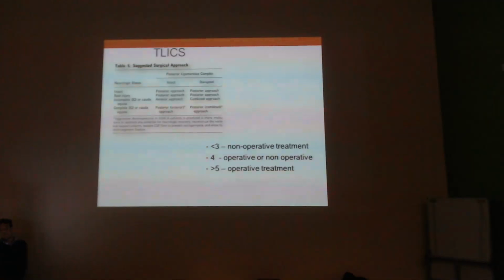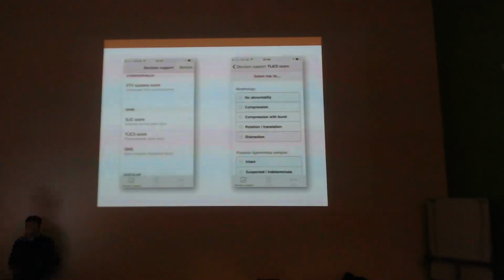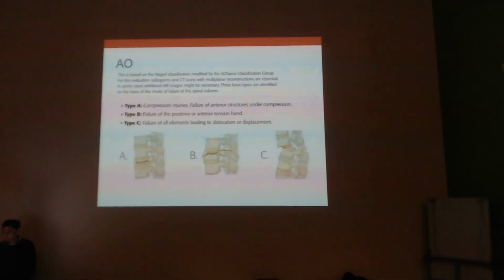You can see they've suggested a surgical approach, but the main thing is less than 3, non-operative, and more than 5, operative. If it's 4, you can operate or you can manage non-operatively. From my experience, most of these fractures you classify and they're 4, and it still doesn't help you, but at least it's something you can document. It's useful to know and something to be aware of going into the exam. Now, there are a lot of smartphone apps where you just plug this in, and you can see there's a subaxial cervical spine injury score, there's TLICS, and there's a SIN score.